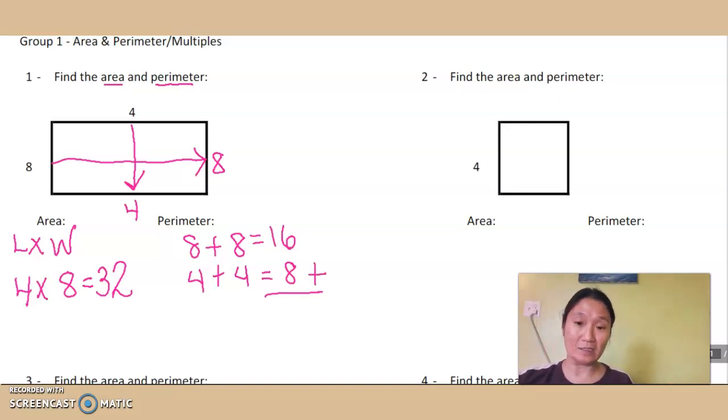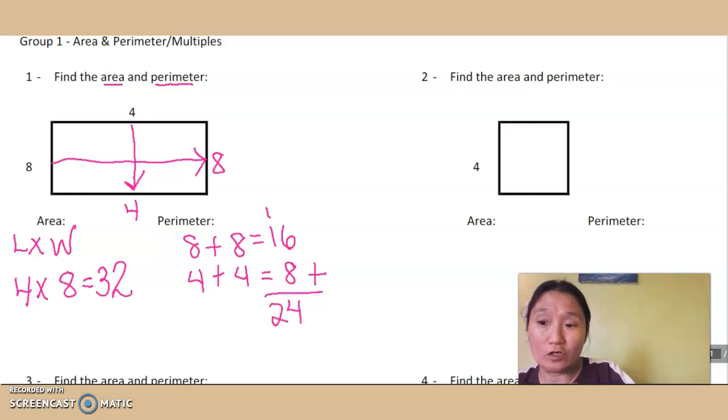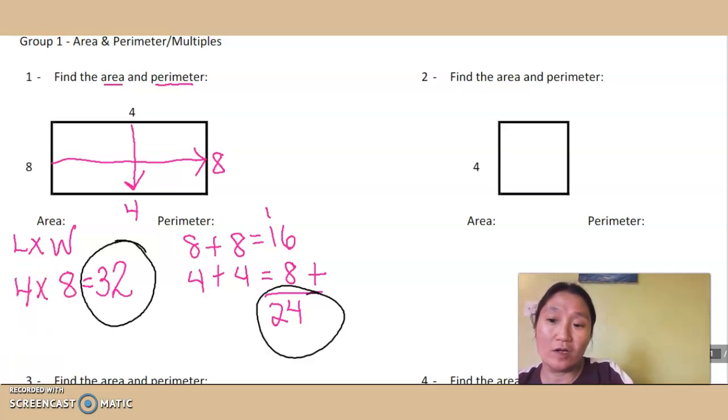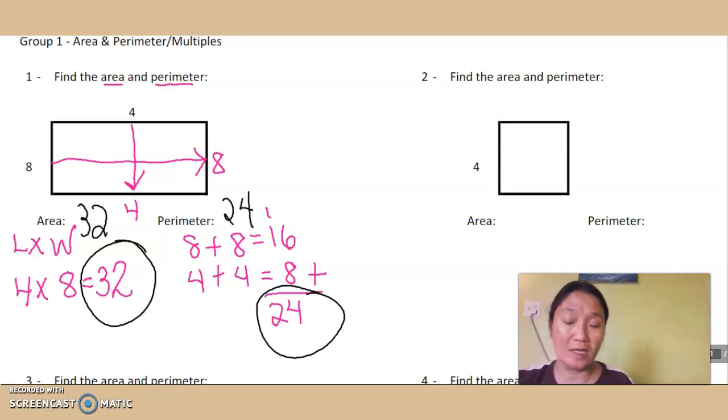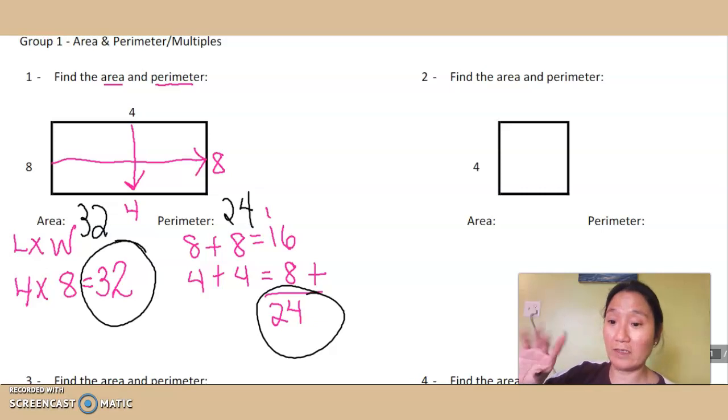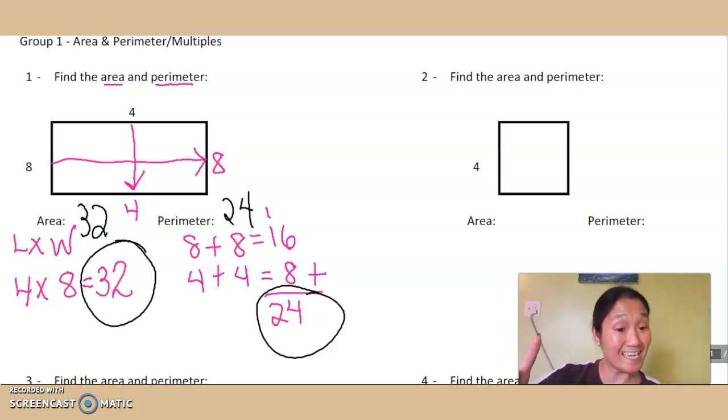16 plus 8 is going to be 8 plus 6 more. So you go 8 plus 2 more is going to be 14. Carry the 1, so 24. So your perimeter here is going to be, this will be 32 and this will be 24. So 32 and 24. Okay? So that's how you find the area of a rectangle.